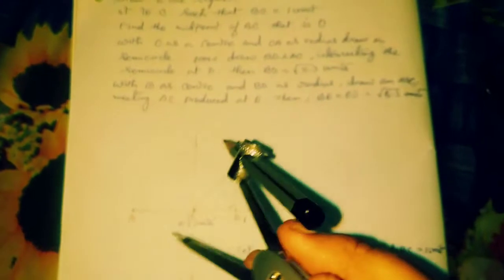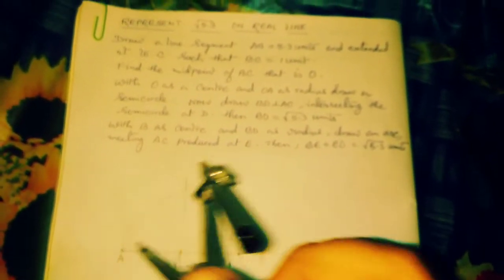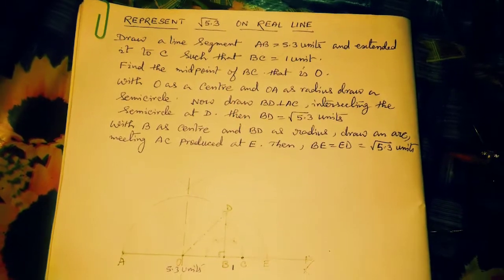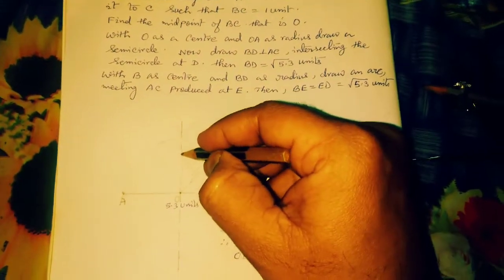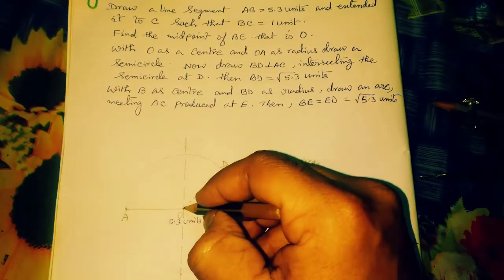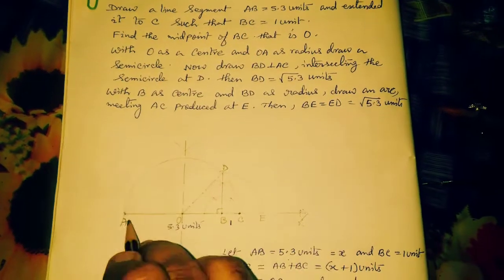Clear? And from this point also, we'll cut here, and from this point also, you'll cut here. Clear, student? So after that, we'll join this line with the help of a scale, with the pencil. And the point coming over here is O, the midpoint of A and C.